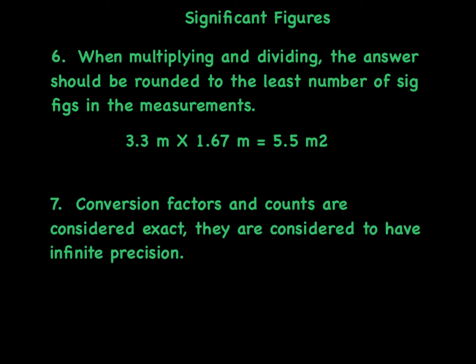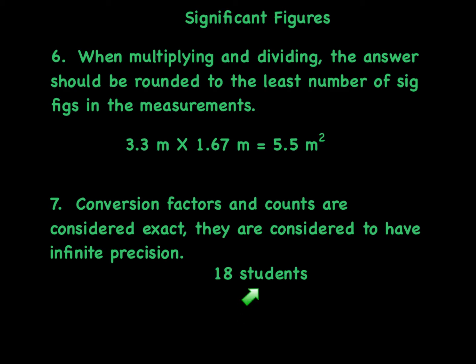And finally, conversion factors and counts are considered to be exact. Therefore, they're considered to have infinite precision. If I count 18 students, I couldn't estimate 1 place further. I couldn't have 18.1 students.